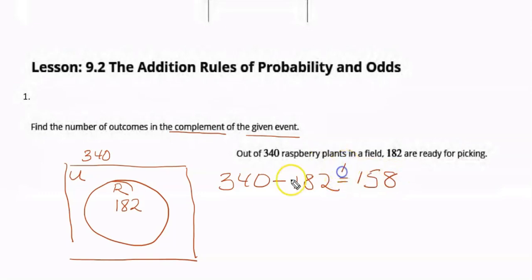So we can think of this as, if this is R, then this would be R complement. So it would be everything in the universe that's not here. This is the total universe. These are the ones that are ready for picking. So out here would be the complement of R. Okay, you have some notes and hopefully understand what's going on.